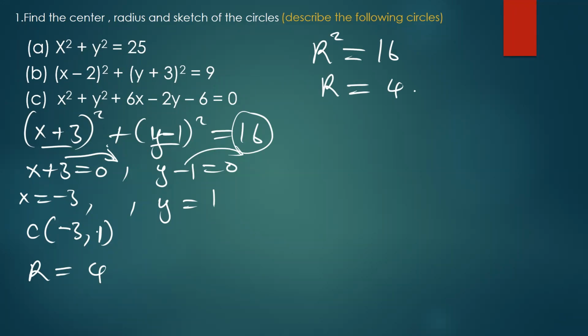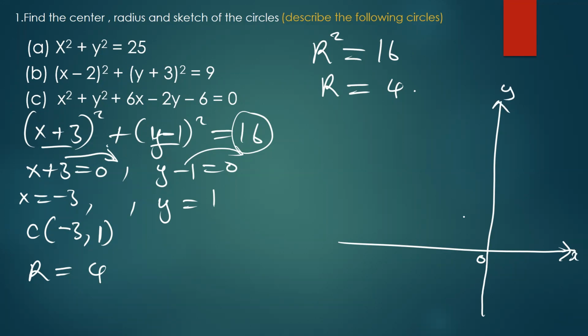So we know that our center is -3, 1. So our circle will be somewhere on this side. So our center is there, x, y. So we locate our center, we have -3. So I'm going to say 1, 2, 3. I'll move 3 steps to the left and I'll move 1 step going up. So my center is going to be there. Okay, so I need to extend this a bit.